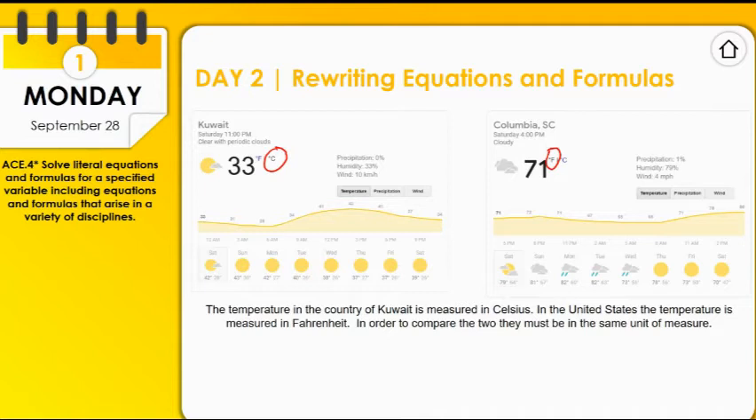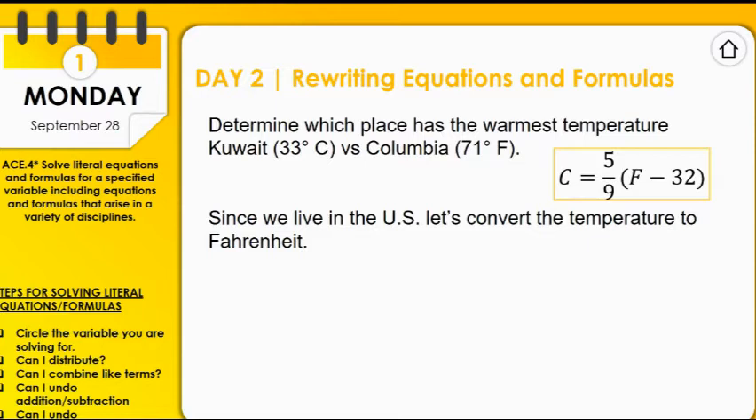So the temperature in the country of Kuwait is measured in Celsius, while in the United States, the temperature is measured in Fahrenheit. In order to compare the two, they must be in the same unit of measure. So to determine which place has the warmest temperature, Kuwait or Columbia, we need to convert one of them so that they're in the same measurement. Since we live in the US, let's convert the temperature to Fahrenheit. So in order to do that, we need to rewrite our equation in terms of Fahrenheit.